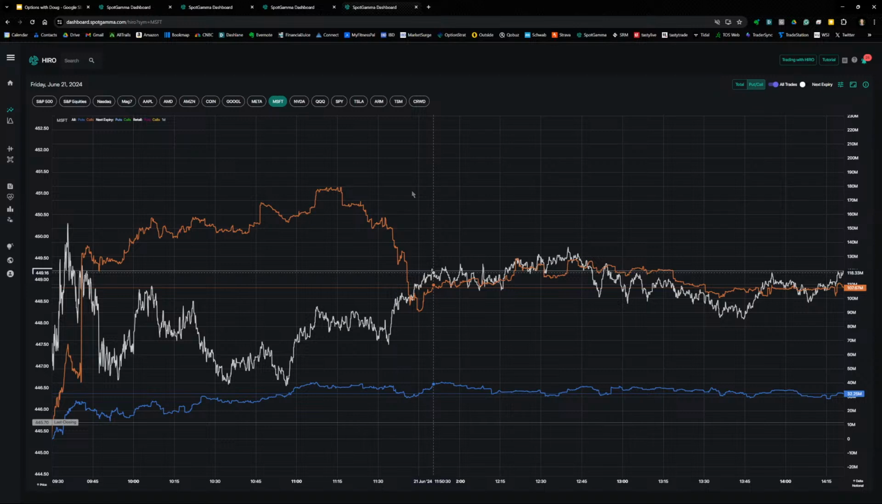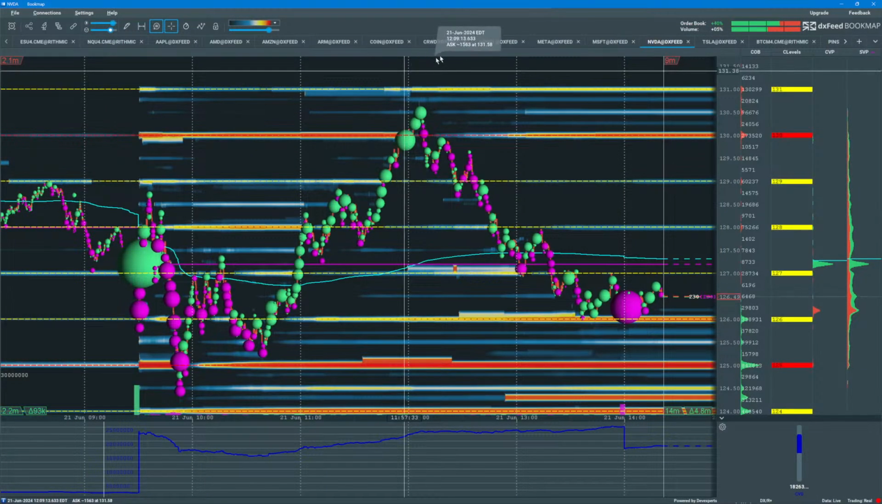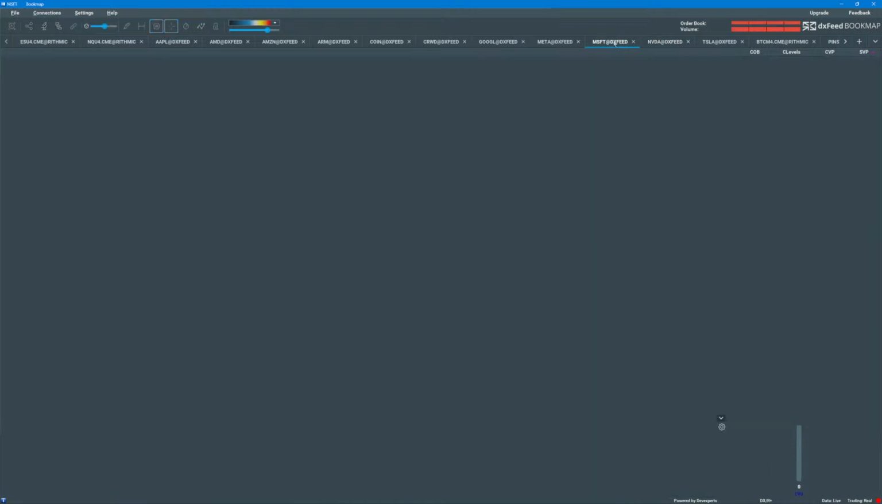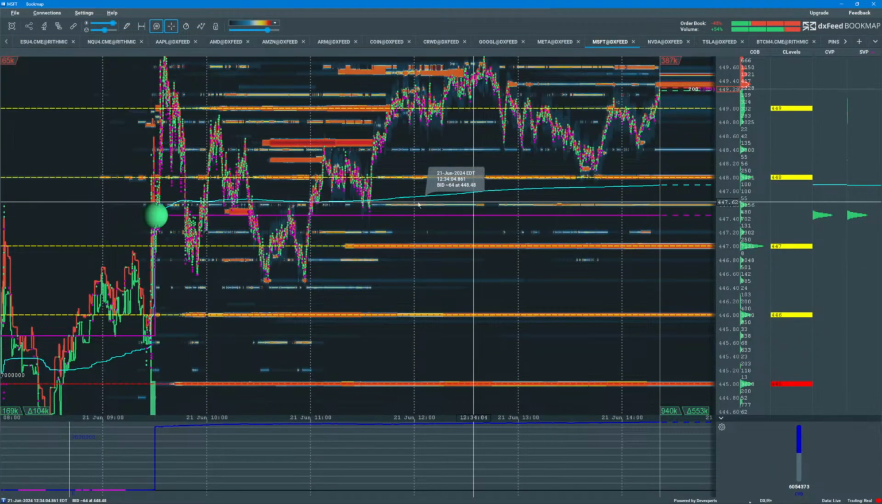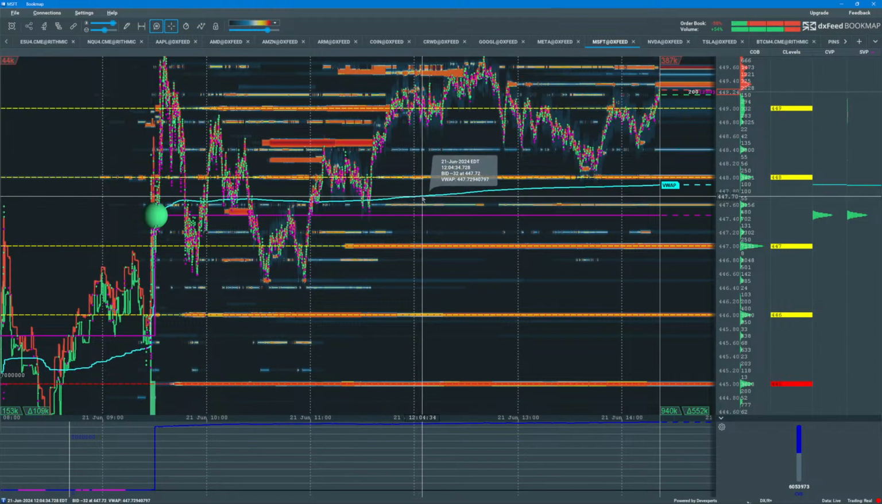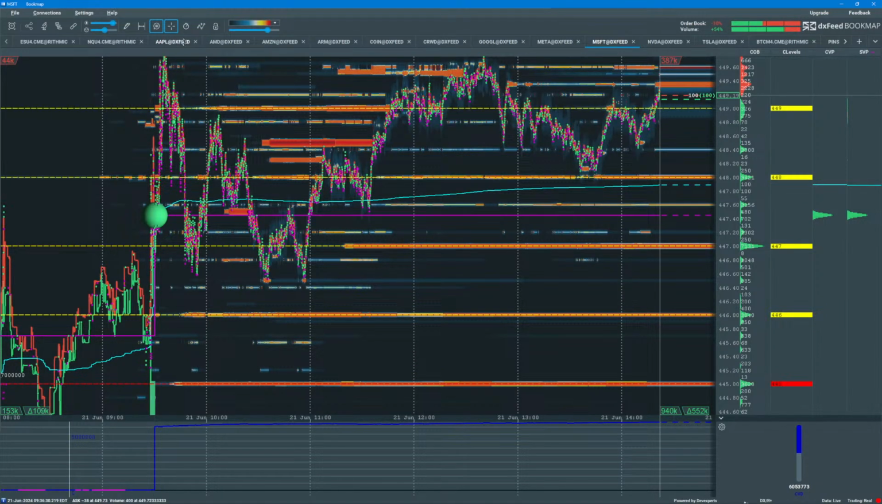Go to Microsoft. Let's take a look at Bookmap. Sometimes the hero signal from Microsoft is not as easy to read as some other stocks. So bullish day for Microsoft. Again, very distorted volume dots due to the very large opening print.